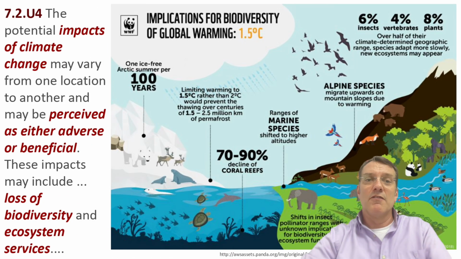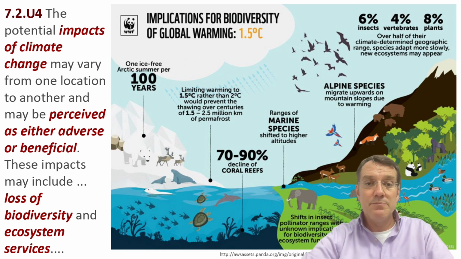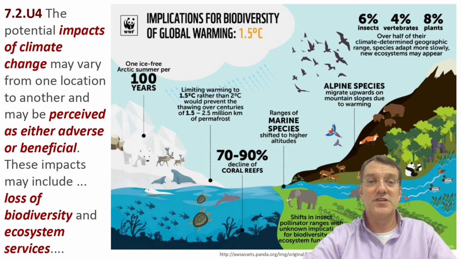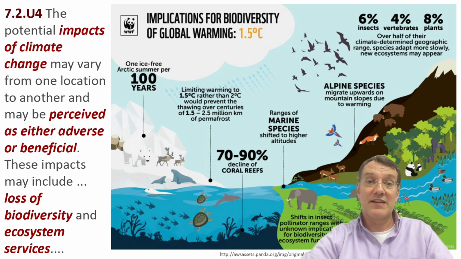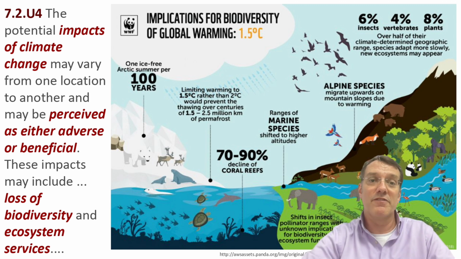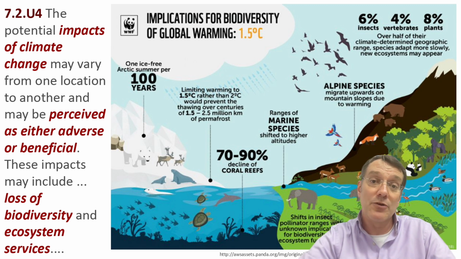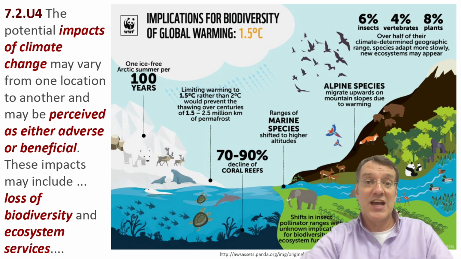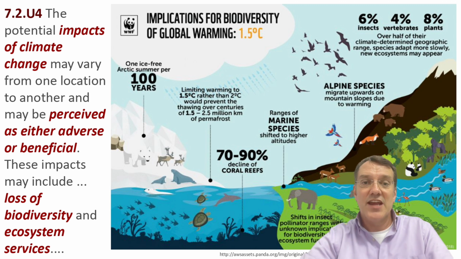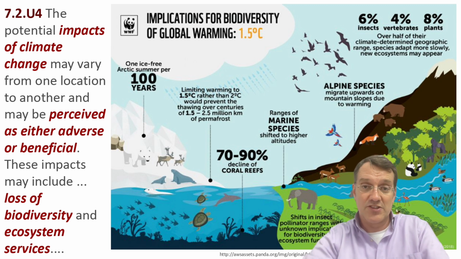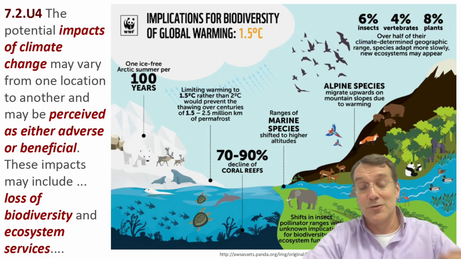This WWF diagram beautifully illustrates the complex impacts of even a 1.5 degrees Celsius temperature increase on biodiversity. Notice how different species groups are affected differently. 6% of insects, 4% of vertebrates, and 8% of plants are projected to lose more than half of their climatically determined geographic range. This diagram also shows how Arctic ecosystems are especially vulnerable, with the prospect of ice-free summers becoming more and more frequent. These changes ripple through food webs and ecosystem relationships in ways that we're still trying to understand.